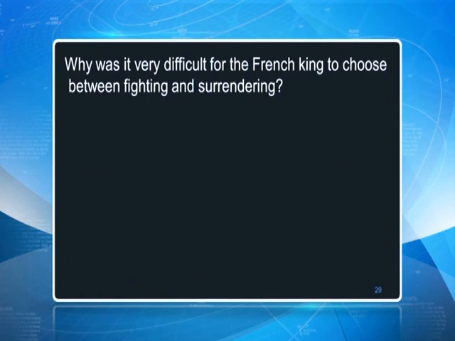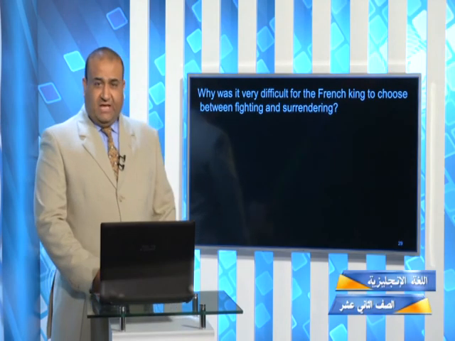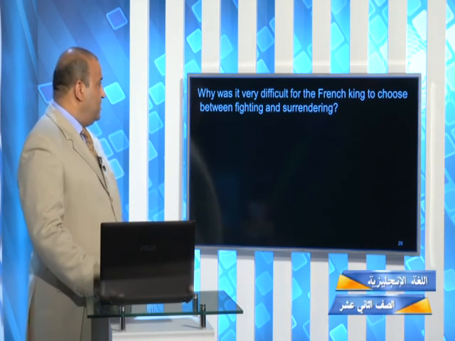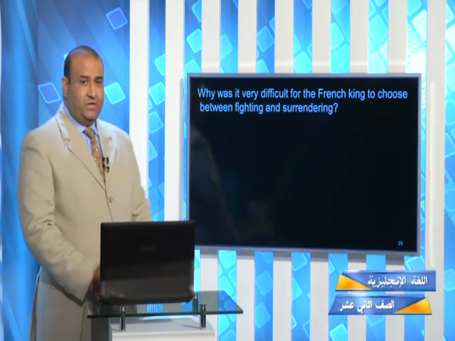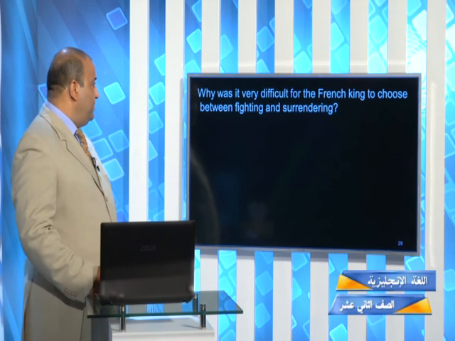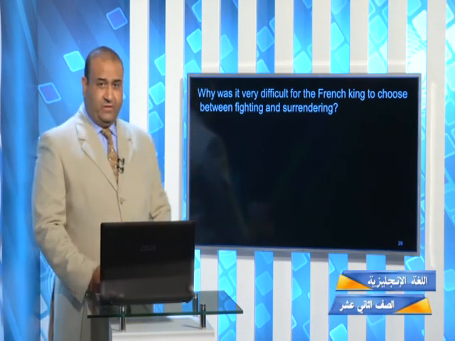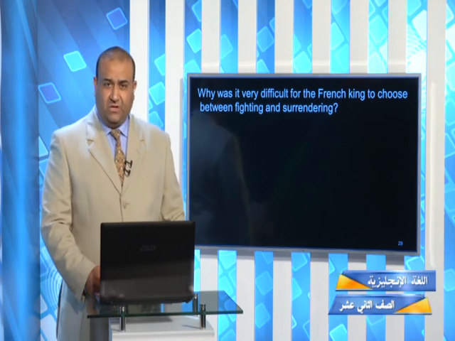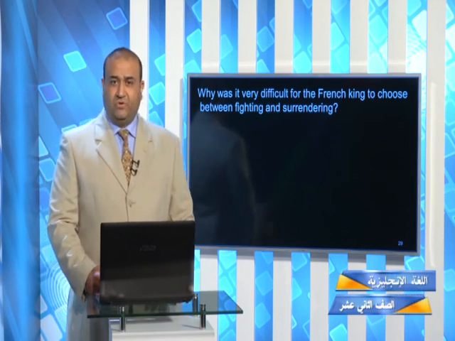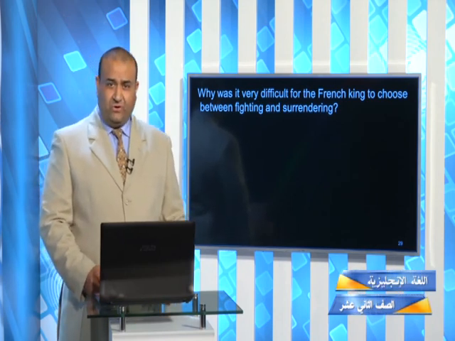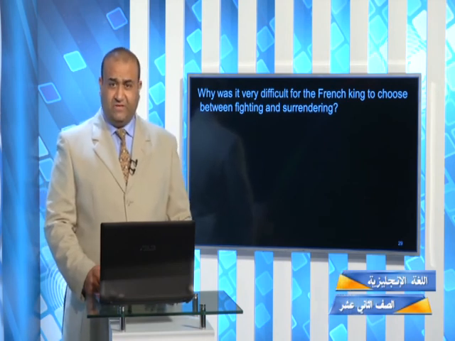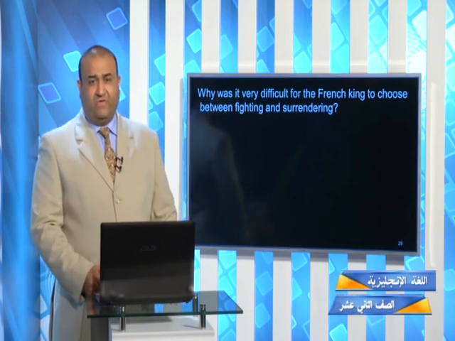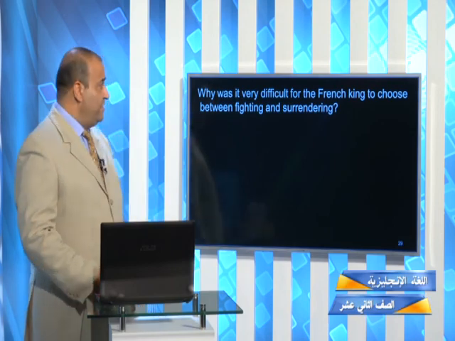Let's have a look at this question now. The question says, why was it very difficult for the French king to choose between fighting and surrendering? You remember, Henry V sent another word for the King of France to make him choose between two things, whether to surrender, which means to give up, to give his kingdom to him, or to fight against him. It's a very difficult choice.